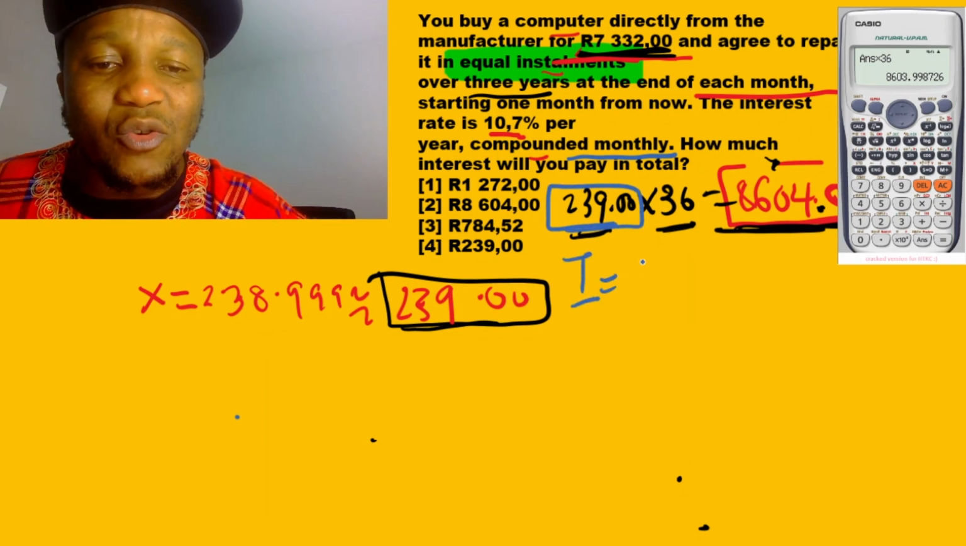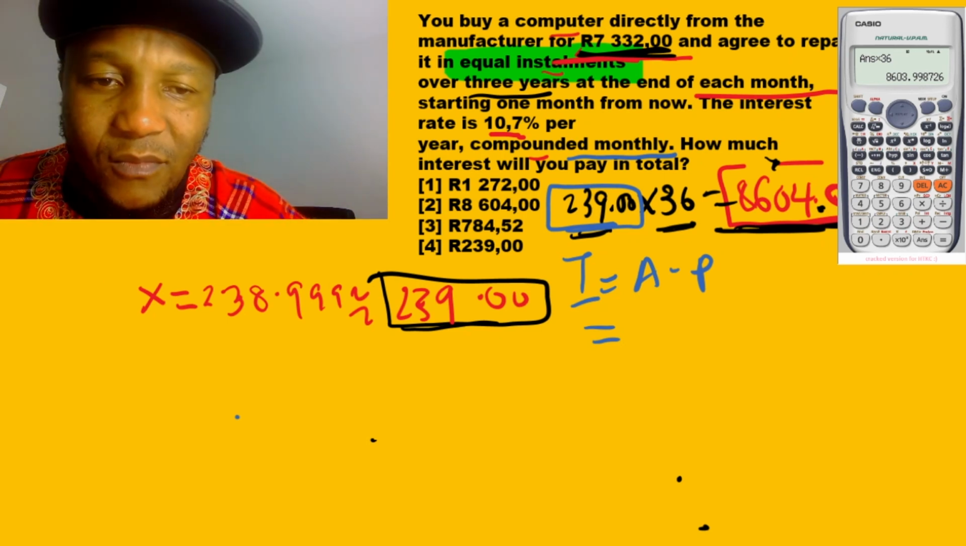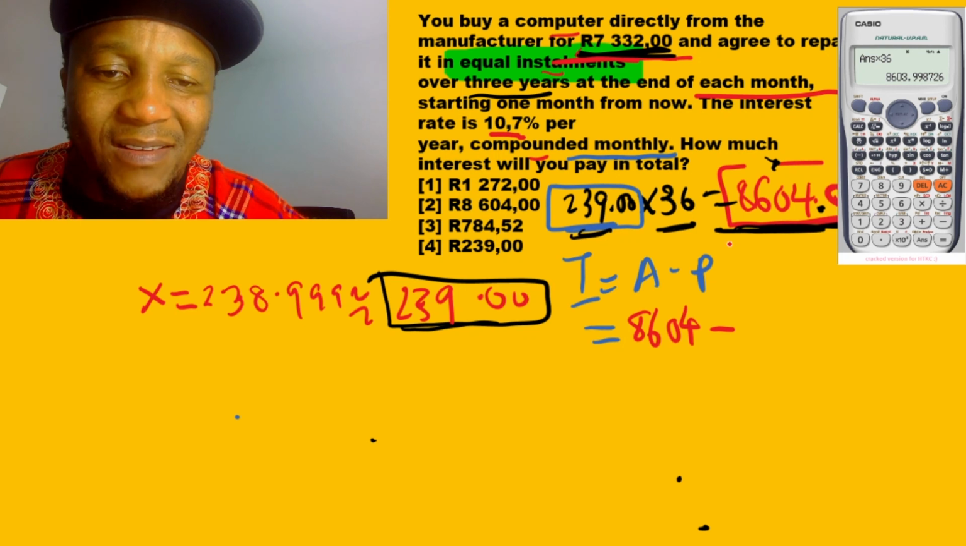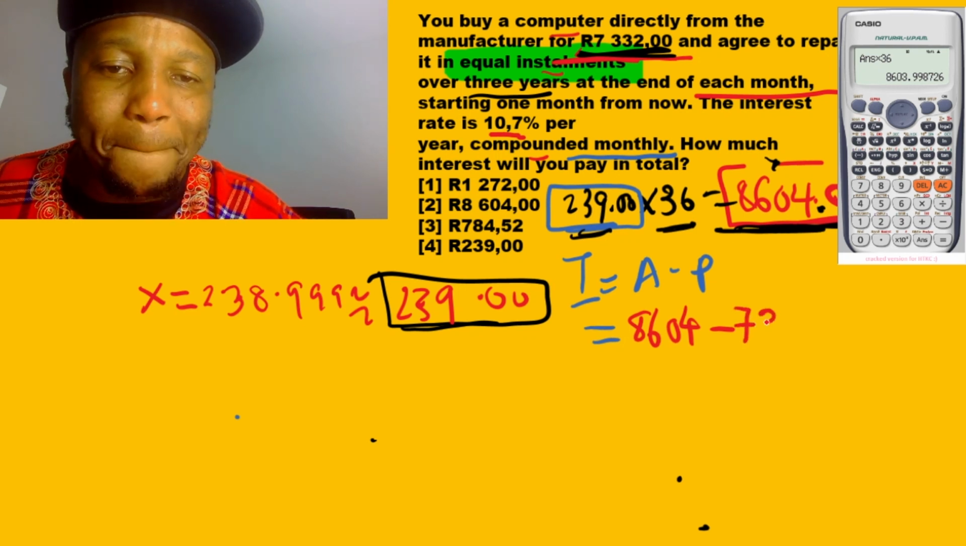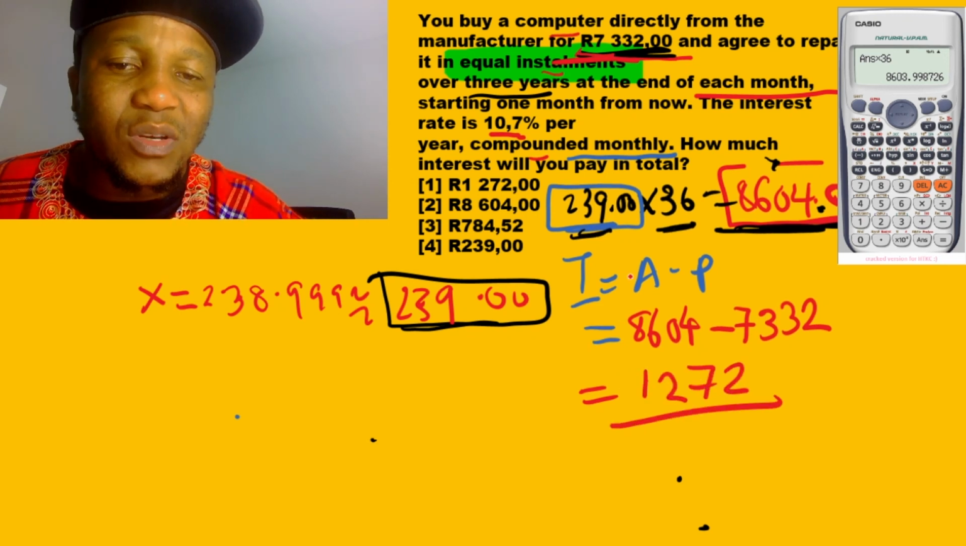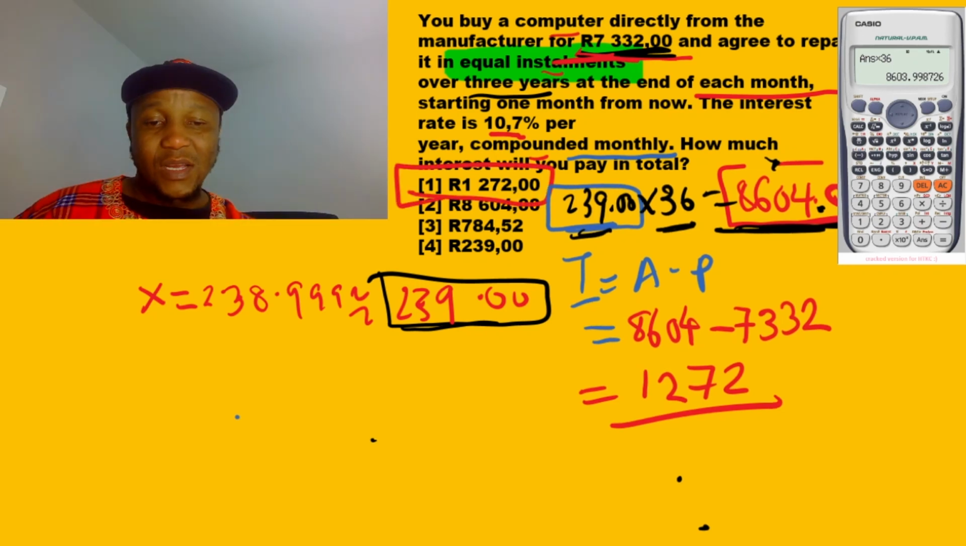Now they ask for the interest. Interest is always equal to amount minus principal. It means the amount you have made. What is the amount? Our amount, we know, 8604, minus the amount that purchased the computer from the shop. So when you subtract these two, it's going to give you 1272, which is option number one. That's the interest.